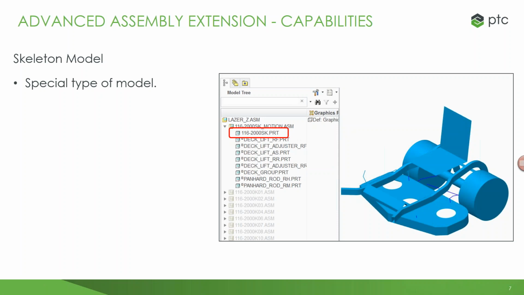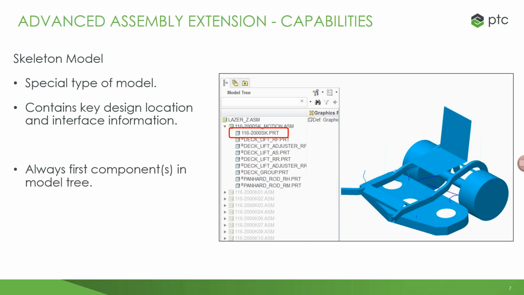So a lot of this works off a skeleton model. The skeleton model is a very special type of model, and it's something that's going to reside right at the top of your tree here. What this contains is all the key information for your design intent. It's going to hold all the location and interference information, just getting you started whenever you're creating a model. And it's always going to be the first component within your model tree.